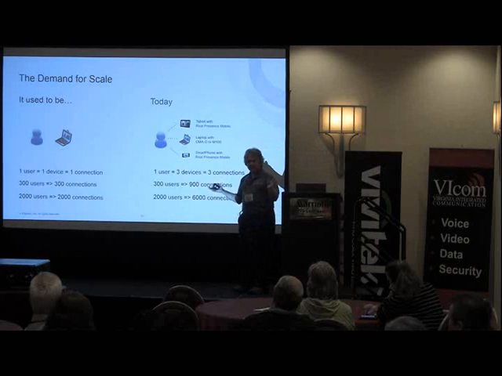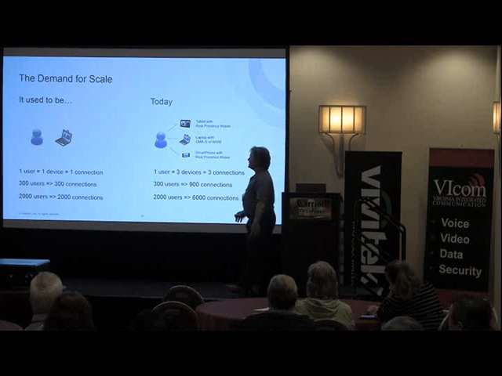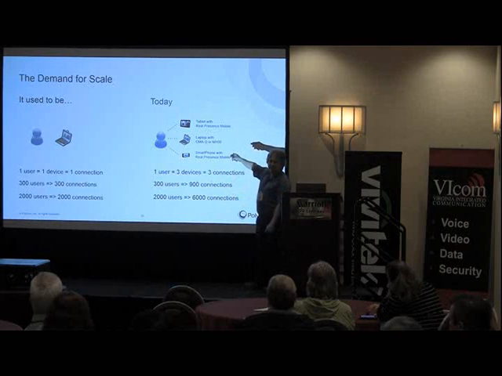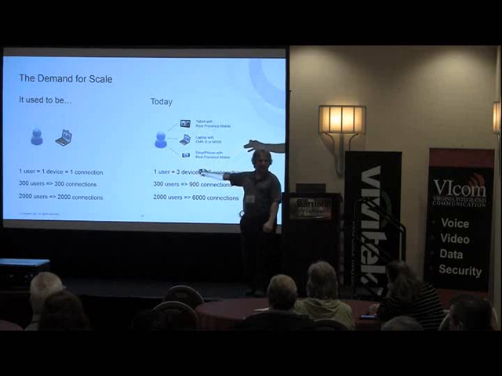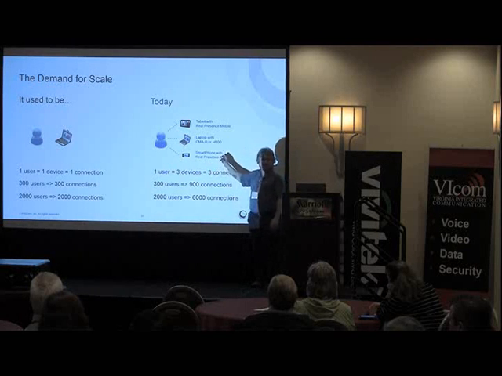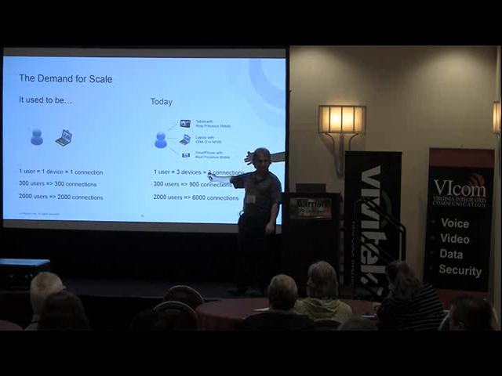So we talked about this earlier, the demand for scale. It used to be a single device, a single user, one connection, one device, no problem. But now we've got multi-devices with a single user, and we have to accommodate that in the network architecture. If we don't accommodate this in the network architecture, we cause our users problems.